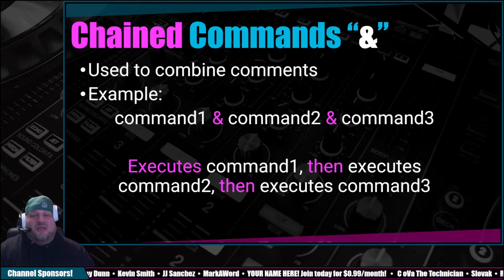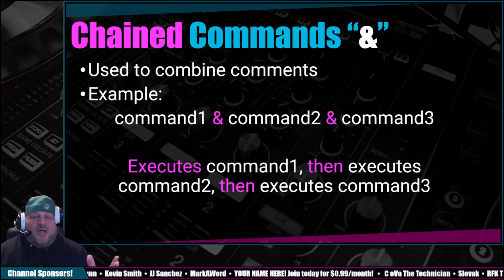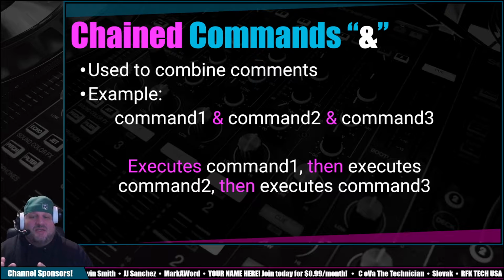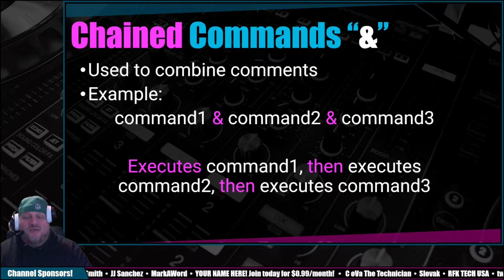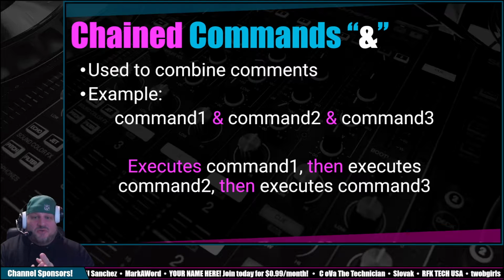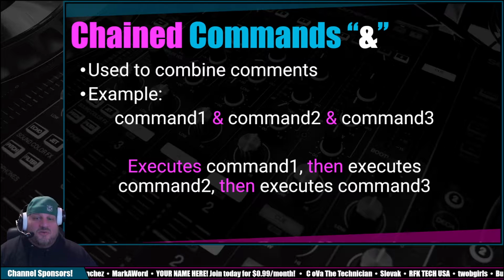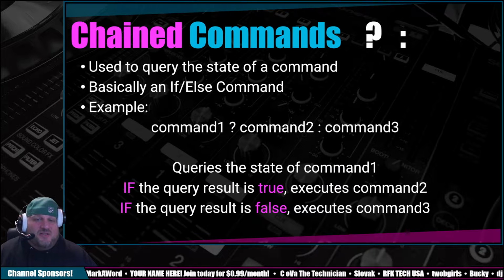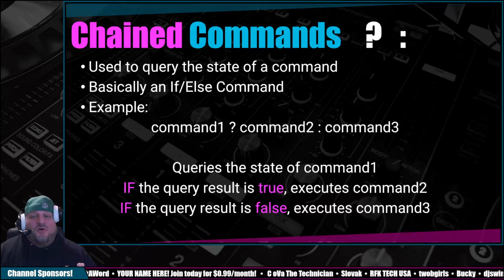So the and button actually just combines commands. So if we have command 1 and command 2 and command 3, Virtual DJ is going to read that as: I'm going to do command 1, then I'm going to do command 2, then I'm going to do command 3. Very, very straightforward, right? If you never knew what those and signs meant. And then you also have the question mark and the semicolon.